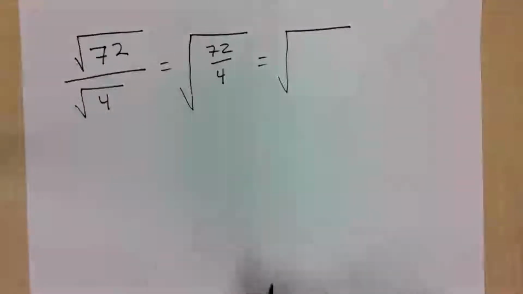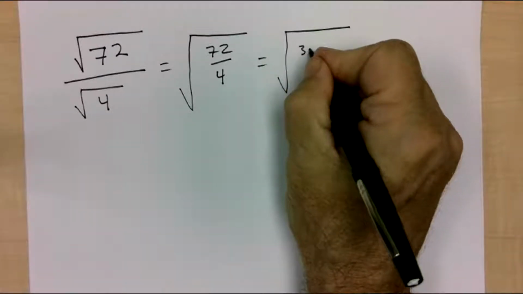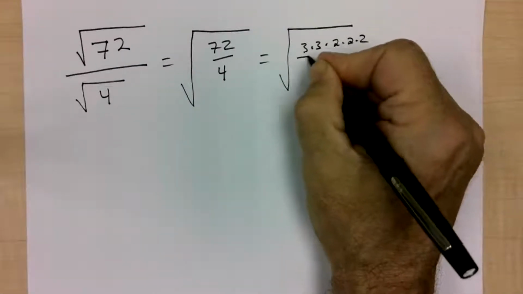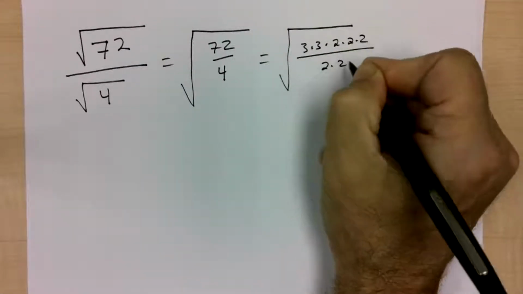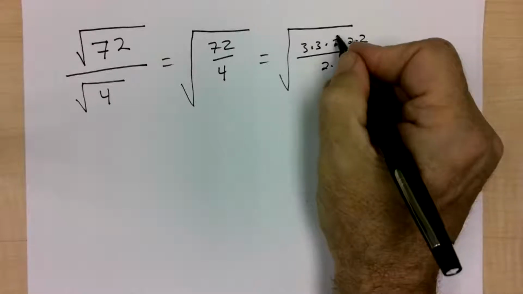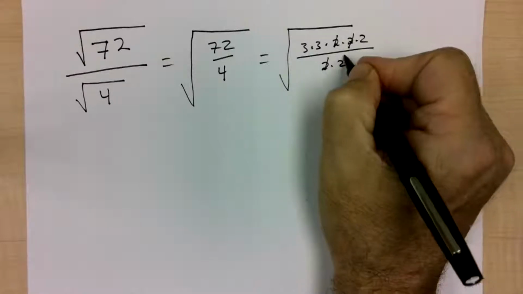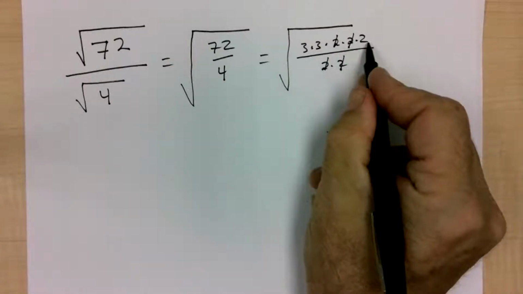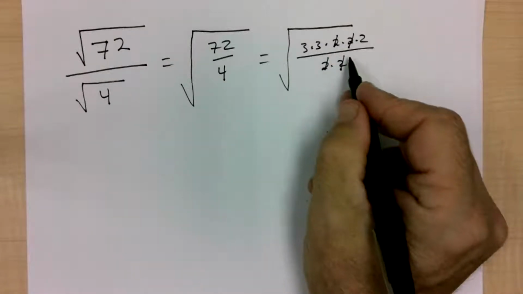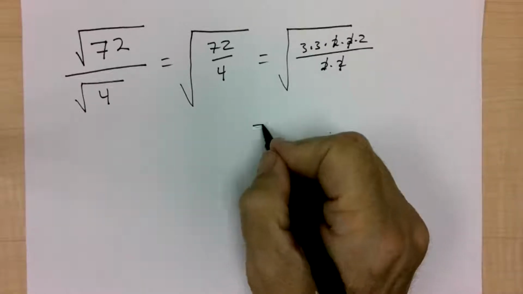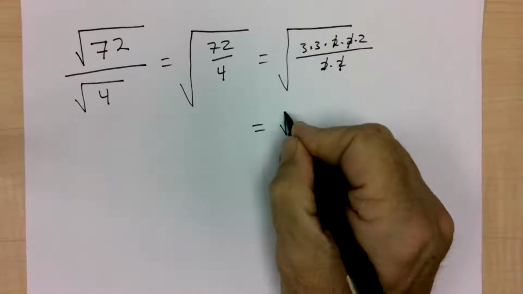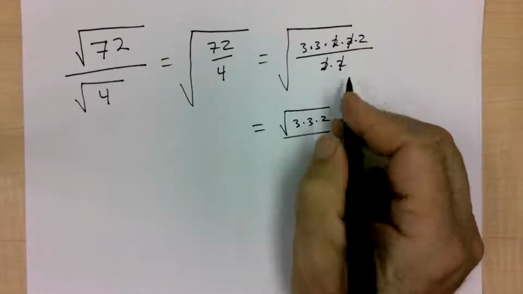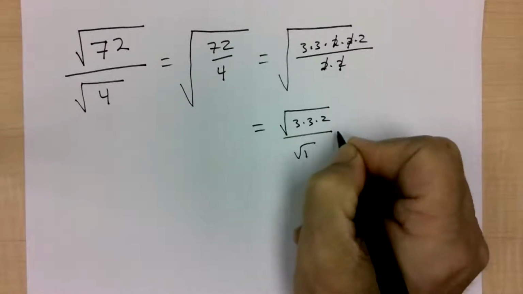72 is 9 times 8. So 9 is 3 times 3. 8 is 2 times 2 times 2. 4 is 2 times 2. So you'll notice the 2's cancel. And I wind up with the square root of 3 times 3 times 1 times 1 times 2 over 1. So the square root upstairs of 3 times 3 times 2. Downstairs, I just have the square root of 1, which is 1.